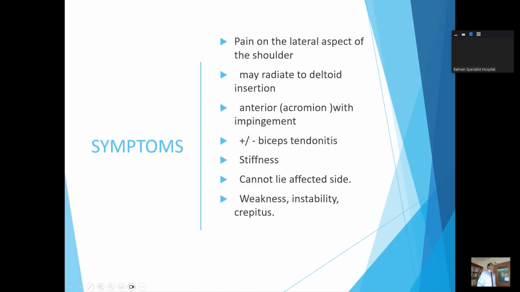So the most common symptom of a rotator cuff tear is pain on the lateral aspect of the shoulder. The pain can radiate to the deltoid. It can radiate anteriorly to the acromion. Most of the time, rotator cuff tear is associated with bicipital tendonitis, and there will be stiffness of the shoulder joint. The patient cannot move the shoulder in all directions. Also, one of the common symptoms is that the patient will report that he is not able to lie on the affected shoulder at night.